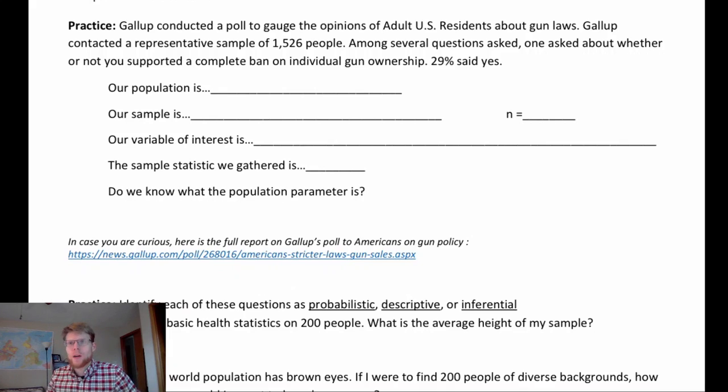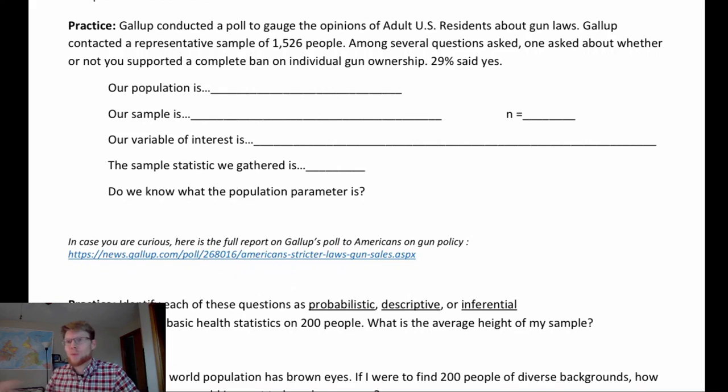All right, so we're going to do a couple practice questions here just to review some of the ideas we talked about. So here we have a description of a poll conducted by Gallup. They conducted a poll to gauge the opinions of adult U.S. residents about gun laws. They contacted a representative sample of 1,526 people.